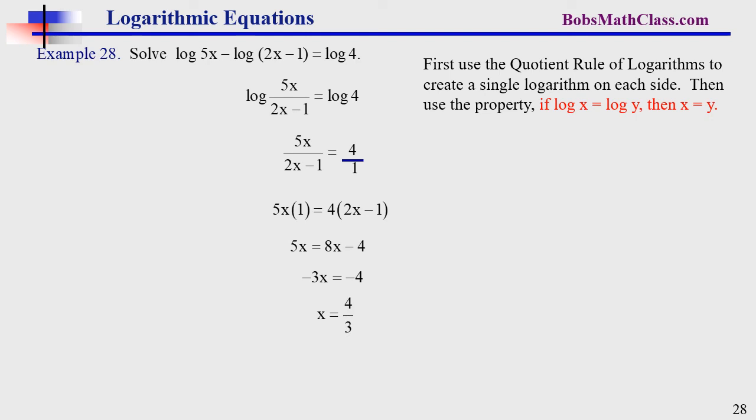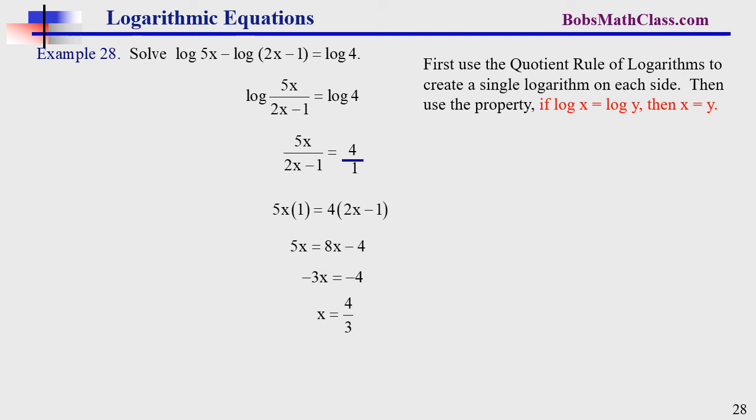4/3 is a positive number. It's bigger than 1. So we're going to go back to the original problem and kind of plug it back in. 5 times 4/3. Is that going to give you a positive number? Yeah. And then 2 times 4/3 minus 1. Well, again, 4/3 is bigger than 1. Let's just pretend it's 1. What's 2 times 1? 2 times 1 is 2. And 2 minus 1 is 1. So we still get a positive number. So that checks out. We could feel good with that answer.